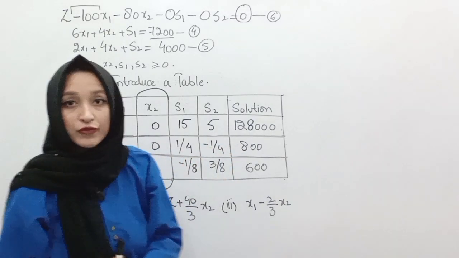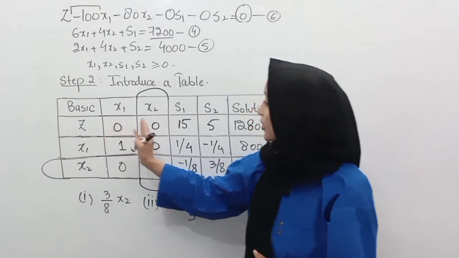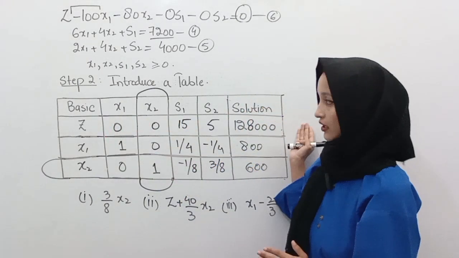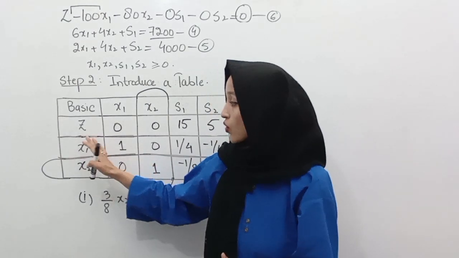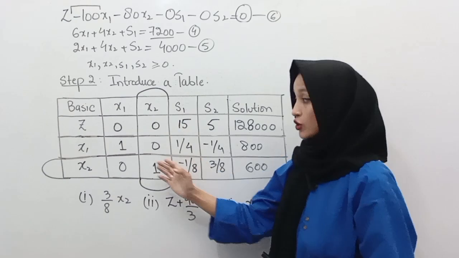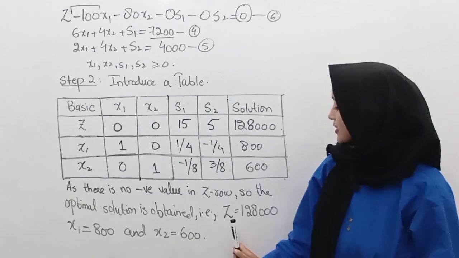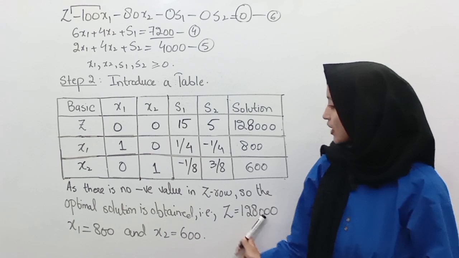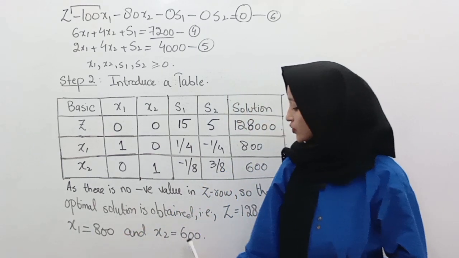Now we have to check for the stopping criteria. As you see, there is no more negative value in the row z. And also both the variables s1 and s2 are removed from here or replaced by x1 and x2. So the stopping criteria is fulfilled and the optimal solution is obtained, which is z equals 1,28,000, x1 equals 800 and x2 equals 600.